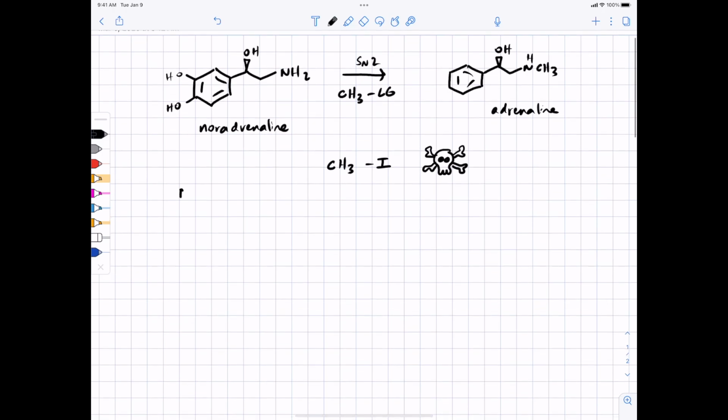So nature has developed a reagent that has a leaving group attached to a methyl. I'm going to call it nature's methyl iodide, but it's actually called, and you're going to hate this, please do not memorize it, S-adenosylmethionine. You'll encounter this again in biochemistry. Some people call it SAM.